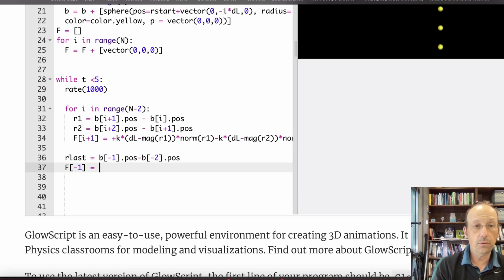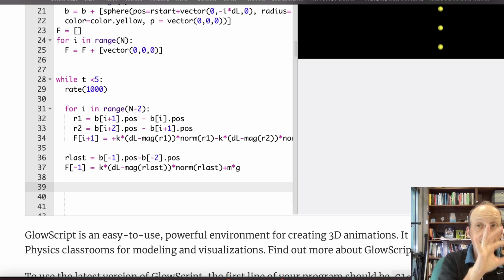So this is going to be equal to K times (dL minus mag R last) times norm R last, plus M times G. And now I never changed that first force, so I'm going to leave it at 0. Okay, so now I should have a list of all the forces.